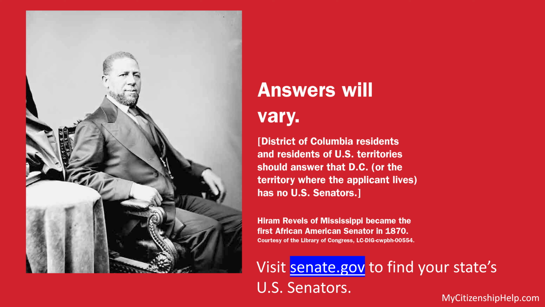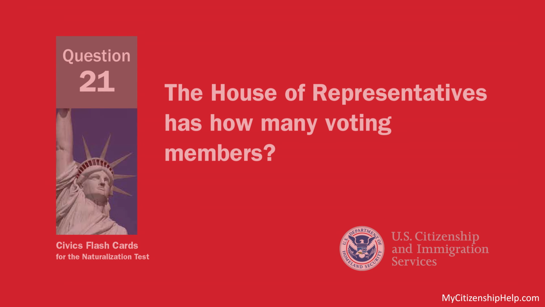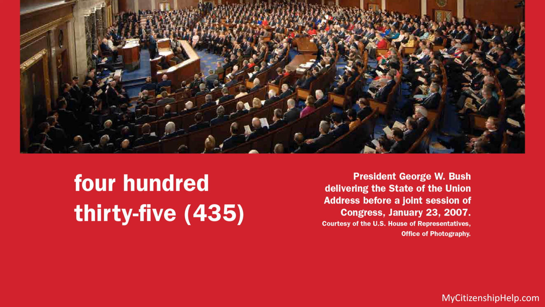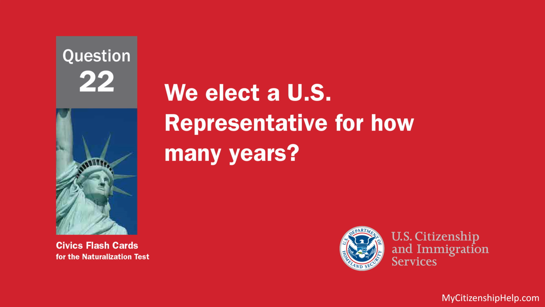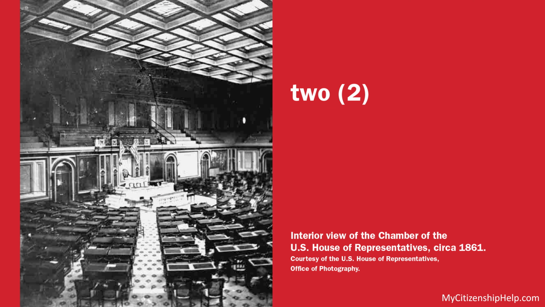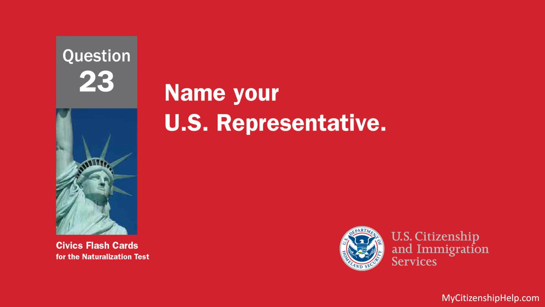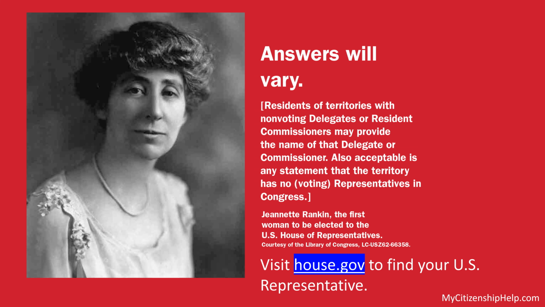Answers will vary. District of Columbia residents and residents of U.S. territories should answer that D.C. or the territory where the applicant lives has no U.S. senators. The House of Representatives has how many voting members? 435. We elect a U.S. representative for how many years? 2. Name your U.S. representative. Answers will vary. Residents of territories with non-voting delegates or resident commissioners may provide the name of that delegate or commissioner. Also acceptable is any statement that the territory has no voting representatives in Congress.